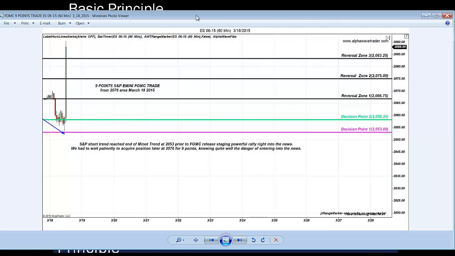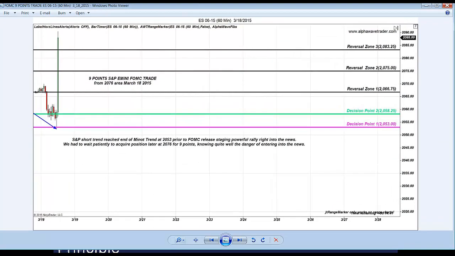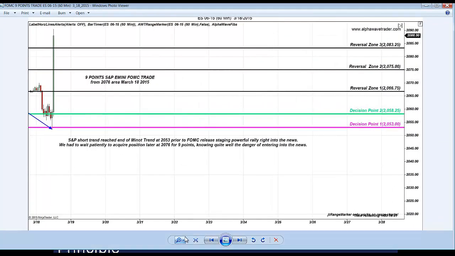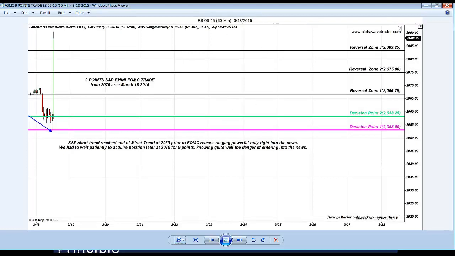Here's an example of FOMC. Everything done in live trade videos in the live markets posted on YouTube channel and the blog. This was FOMC on March 18th. Does this look familiar? Shocker, reversal zone been broken. Long from 2053, the end of the minor bearish trend. You could see where sellers stepped in from and what we waited for.